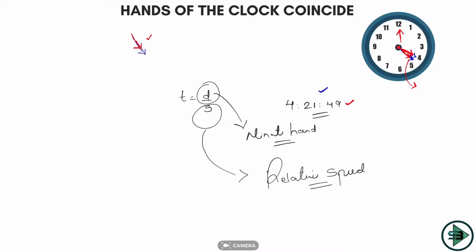Now we'll see a few more problems where the angle will be 90 and 180, and we'll apply the same concept. Time equals distance upon speed. Distance is always traveled by your minute hand because the minute hand is chasing the hour hand. Now I have to see the speed of the minute hand, and the speed is always the relative speed, because it is chasing the hour hand. So how much distance is the minute hand covering with respect to the hour hand while chasing it? That is the relative speed of the minute hand with respect to the hour hand. So let's see a few more problems and apply this concept.